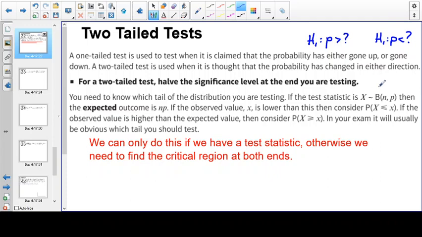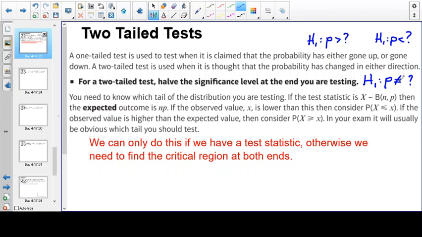A two-tailed test is used when it is thought that the probability has changed, but in either direction, so we don't necessarily know how it's changed. In that case, we write our hypothesis as P is not equal to. So if you see that, then you know you are doing a two-tailed test.